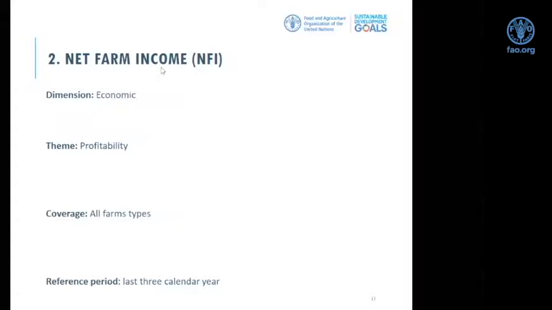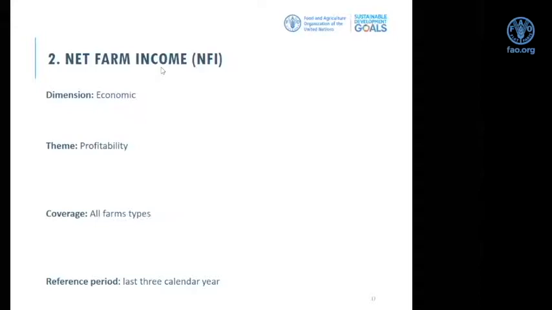In the context of 2.4.1, profitability is measured using the net farm income that the farmer is able to earn from farming operations. Now, availability and use of information on farm economic performance, measured using profitability, will support better decision making at both the micro and macro levels.